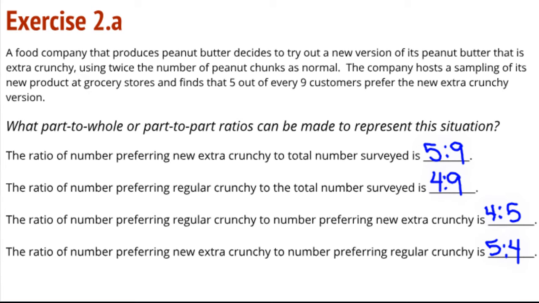So we have 4 ratios that are part to whole or part to part. Notice we didn't do any whole to part ratios. Right now it was just part to part and part to whole.